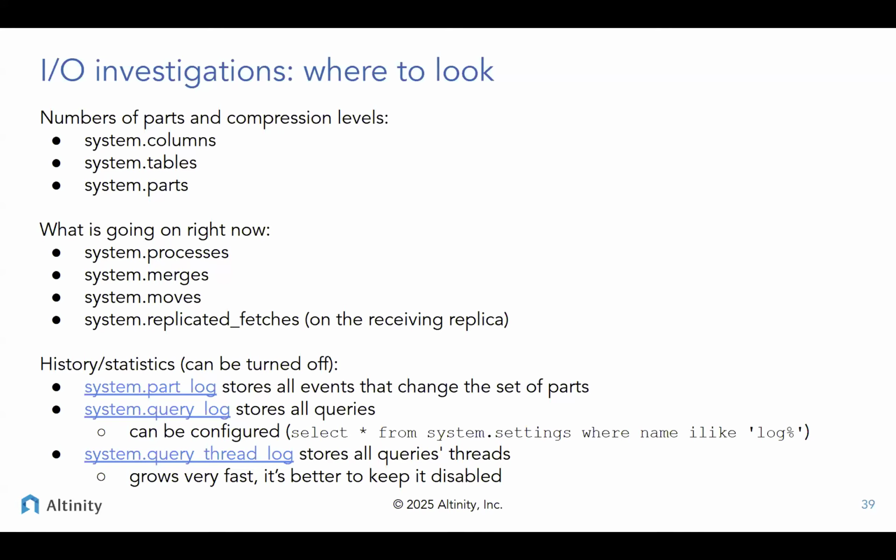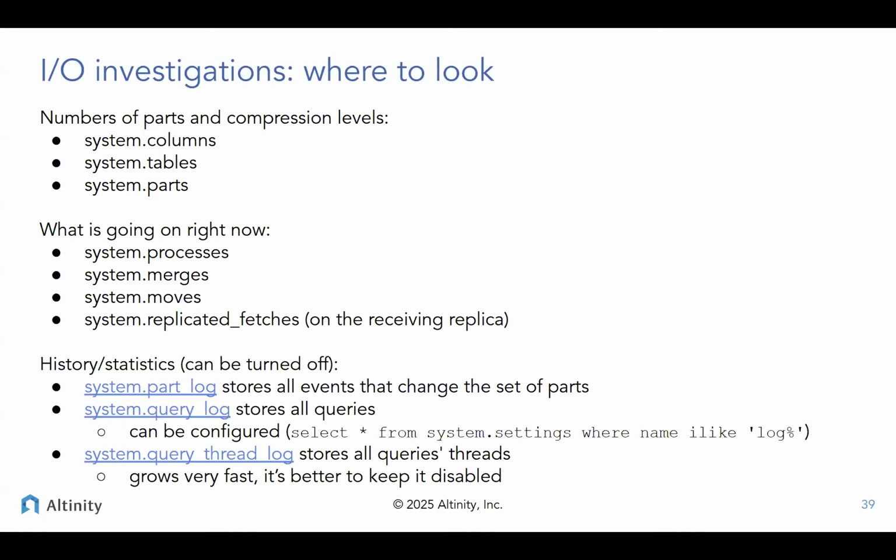And then as you move from that sort of static analysis, you can say, hey, what's going on right now? system.processes, for example, shows what's running in the system now. And then finally, history. Two particularly useful ones that you almost always want to have enabled are the part log and the query log.